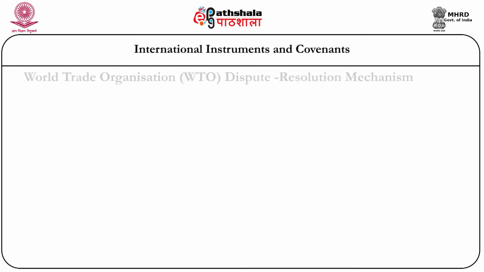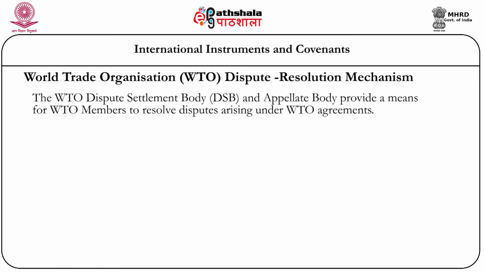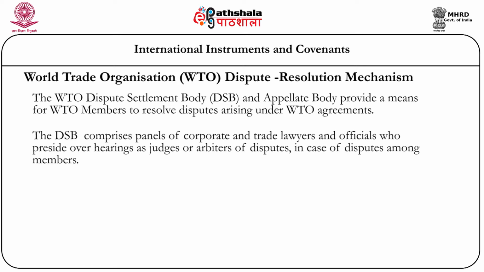Now let us look into other important instruments which deal with access to justice. One of the most important instruments is the World Trade Organization WTO dispute resolution mechanism. The WTO Dispute Settlement Body, DSB, and Appellate Body provide a means for WTO members to resolve disputes arising under WTO agreements. The DSB comprises a panel of corporate and trade lawyers and officials who preside over hearings as judges or arbiters of disputes among the members. Thus, access to justice is provided for members under the WTO.